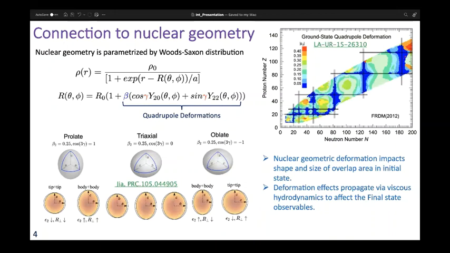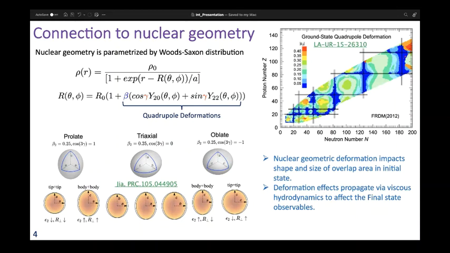Now, in this talk, I'll basically be talking about the effects of nuclear geometry on the final state observables. And this nuclear geometry is generally parameterized by this famous deformed Woods-Saxon distribution. The function R of theta and phi is what controls the shape of the nuclei. If this function were a constant, then the shape of the nuclei would have been spherical. And we introduce quadrupole deformations by this term over here, which is parameterized by two deformation parameters. One is the parameter beta and the other is the parameter gamma.